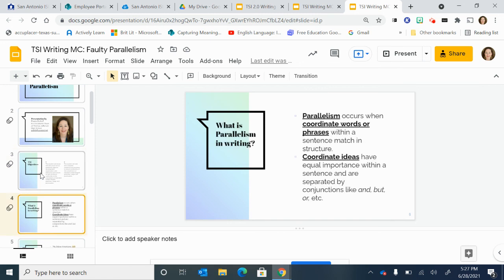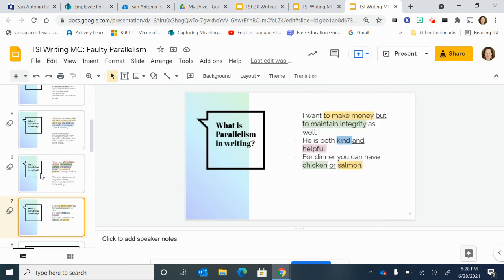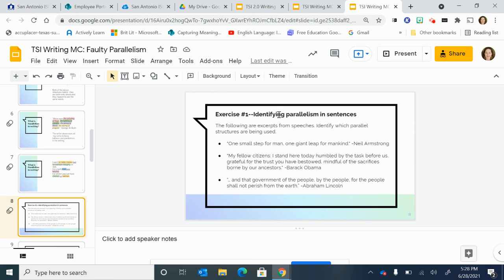So what this does is, this is an example. I'm not going to go through this entire one with you, but this is a way to teach parallelism with students. I just go through. I've also included exercises, so you can do little formative checks along the way. So this is kind of the format I use.